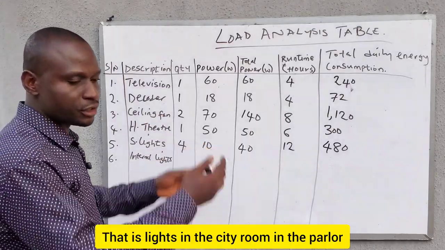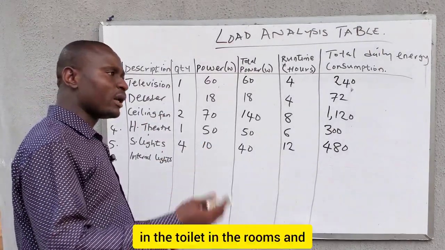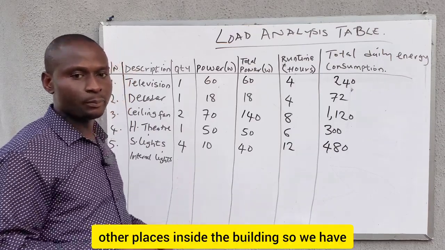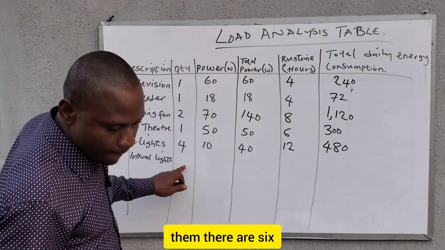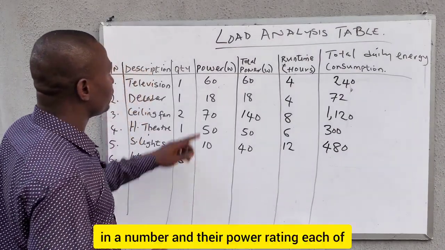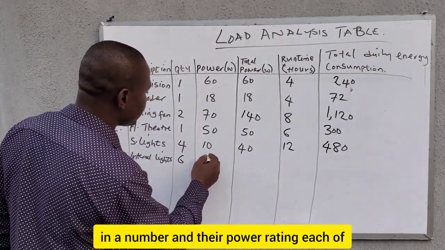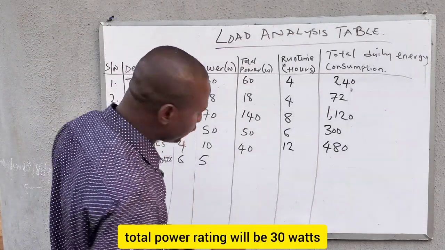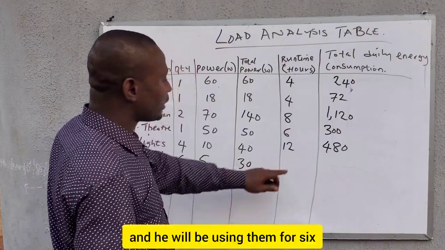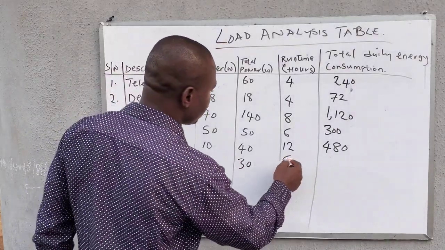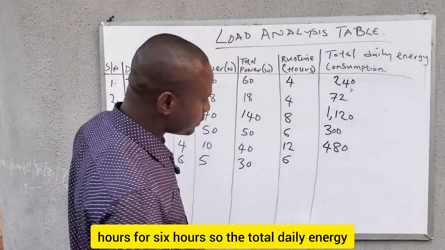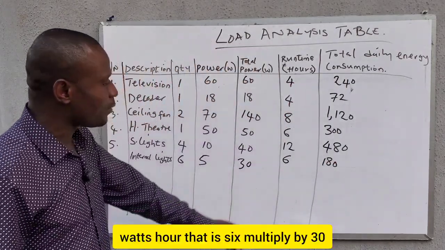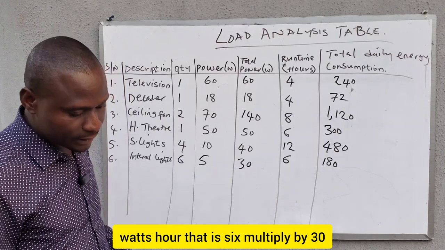Then the next one, we have internal lights. That is lights in the sitting room, in the parlor, in the toilet, in the rooms, and other places inside the building. They are 6 in number, and the power rating of each of them is 5 watts. So their total power rating will be 30 watts, and he will be using them for 6 hours. So the total daily energy consumption will be 180 watt hours. That is 6 multiplied by 30.